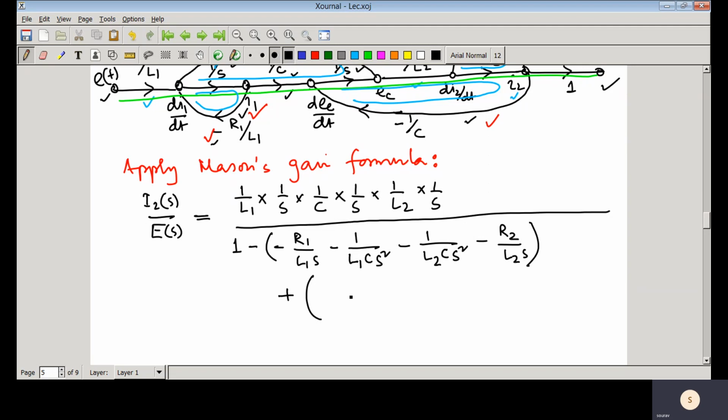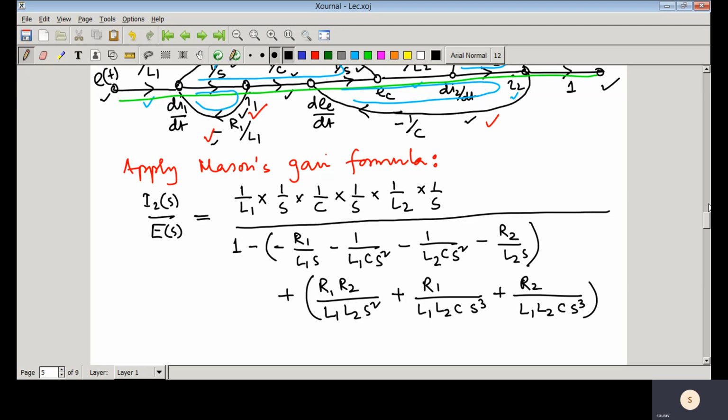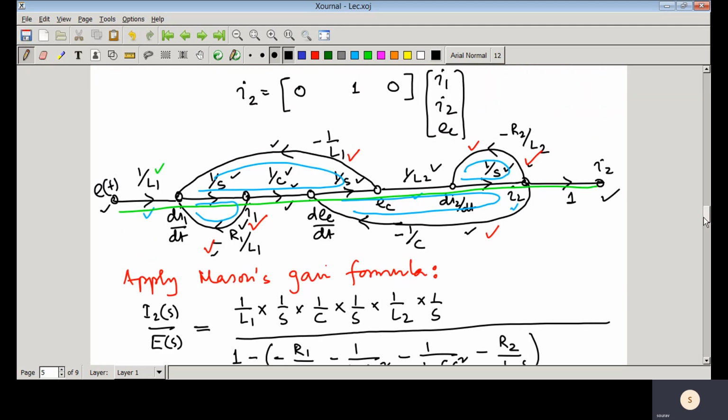I am just writing directly here, so I would suggest you check: that is R1, R2, L1, L2, L square for one pair of loops, and another one is L1, L2, C S cube, and then R2, L1, L2, C S cube. In this particular signal flow graph, there are no 3 non-touching loops.